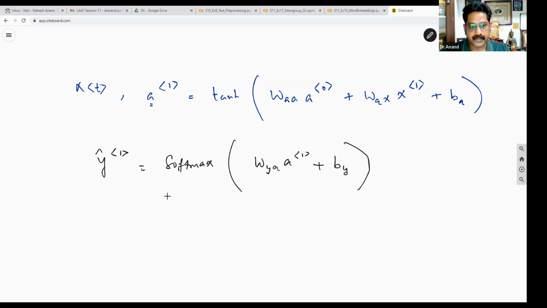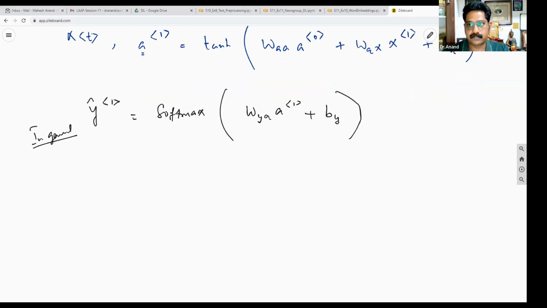Softmax of this. So I'm going to write this equation in a generalized representation. You write this in T notation. Actually, in the paper, they have written it in the T notation, but to understand this equation, first I wrote this equation for one time instant. But in the paper, you can see in general, it is written like this.